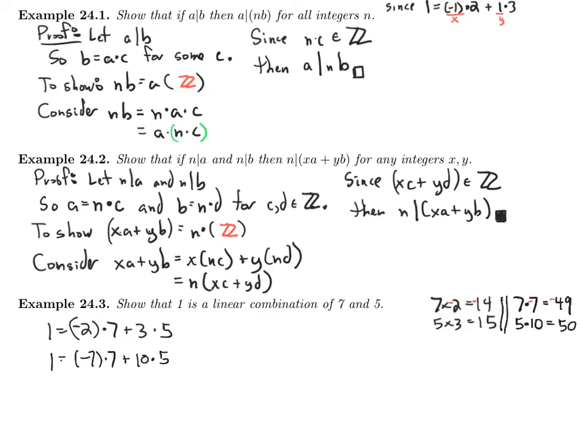Or maybe you noticed another one. There's even more. Maybe you took 7 times 3 is 21, and 5 times, well, let's say, negative 4 is negative 20. So you can take 3 sevens and negative 4 fives. There's loads of ways of doing this. So 1 equals 3 times 7 plus negative 4 times 5, or countless other ways. But here are 3 examples that you might have thought of yourself.